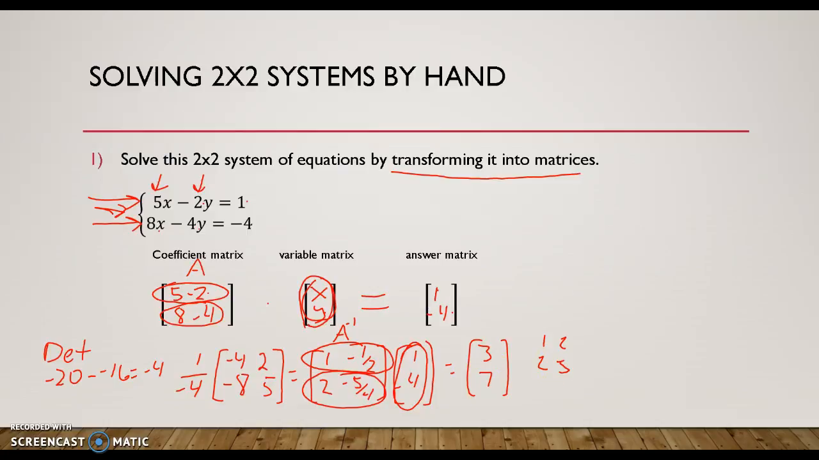We can do the same thing by using our calculator. And if we use our calculator, I'm going to say that our coefficient matrix, which is this one right here, we're going to call that matrix A. Our variable matrix, instead of having the elements be variables, we're going to have the entire matrix be a variable, X. And then our answer matrix is going to be this matrix here, which is 1, -4.